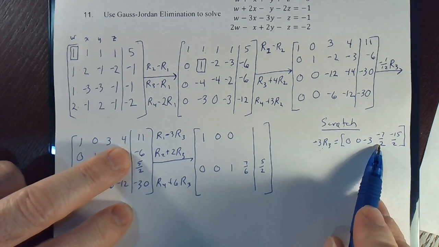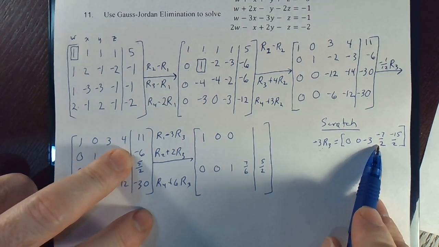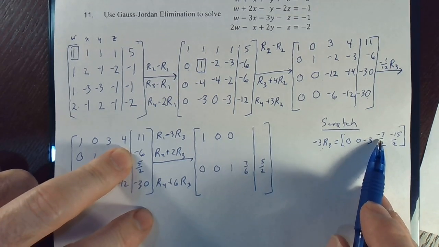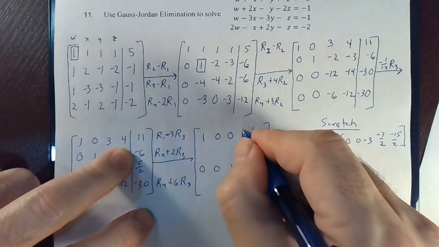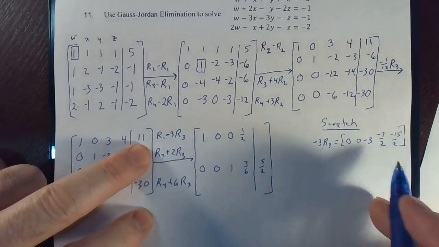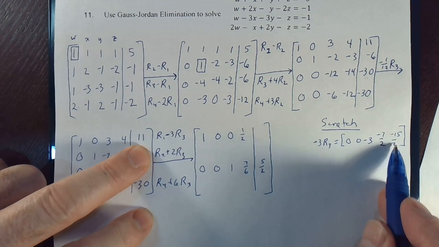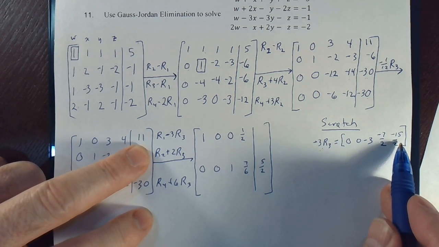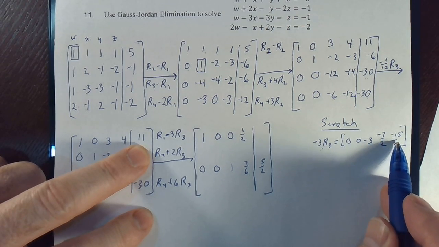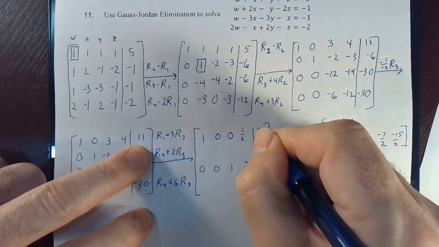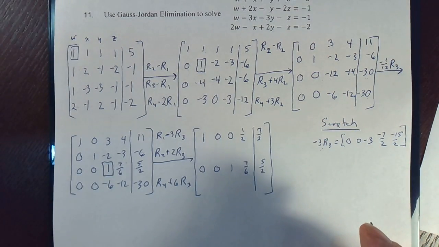3, as 3 and negative 3 gives me 0. And now what's a 4 plus negative 7 over 2? That's negative 3 and a half. So 4 minus 3 and a half just gives me a half. And then 11 minus 15 over 2. 11 is 22 over 2. 22 over 2 minus 15 over 2 gives me a 7 over 2. All right, we're doing great.